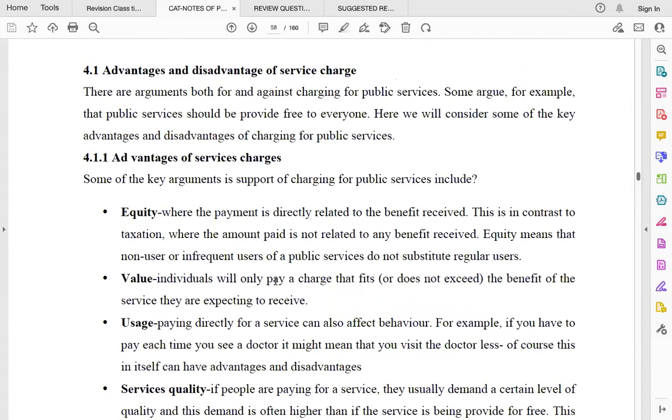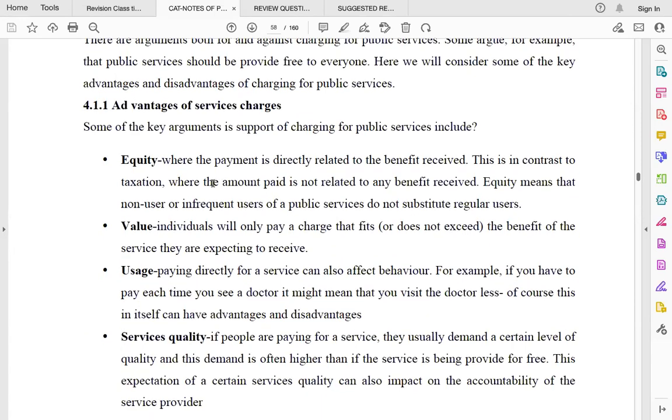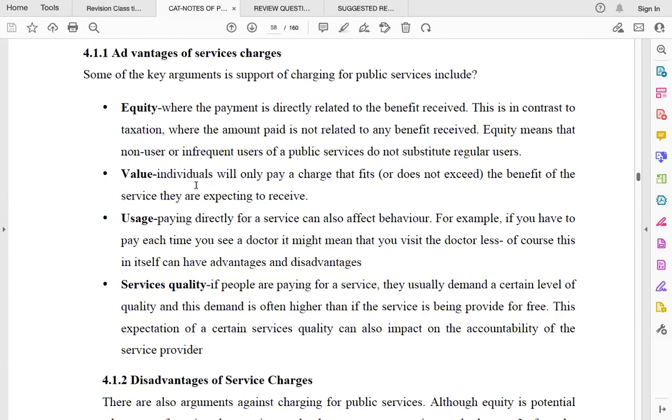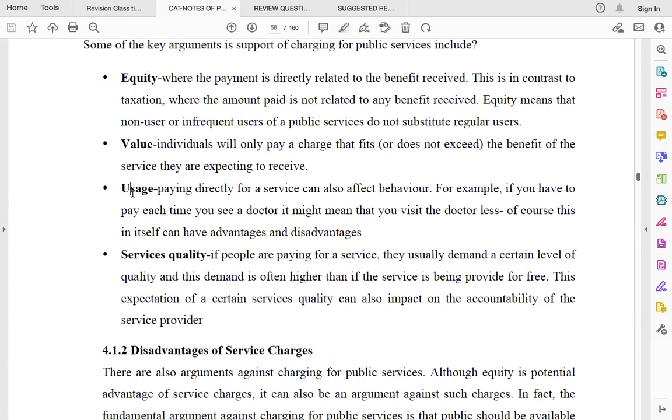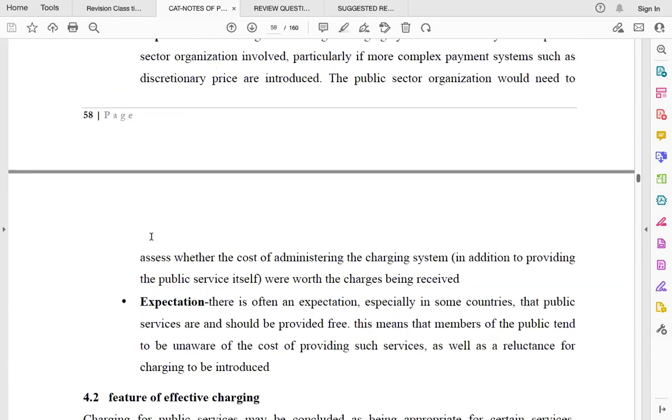This is also a service charge, and the service charge has some key advantages. There should be equity: where you make payment, you receive the benefit. There should be value: what you receive exceeds what you pay. And the usage, the service quality, there should be quality in the service that we get.